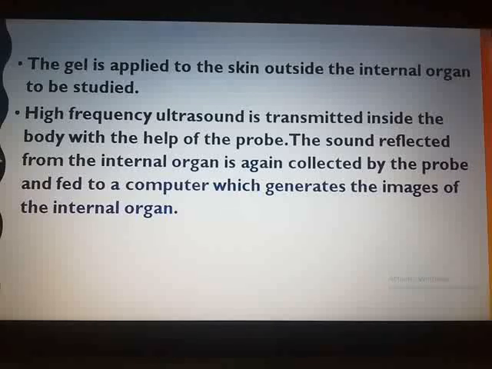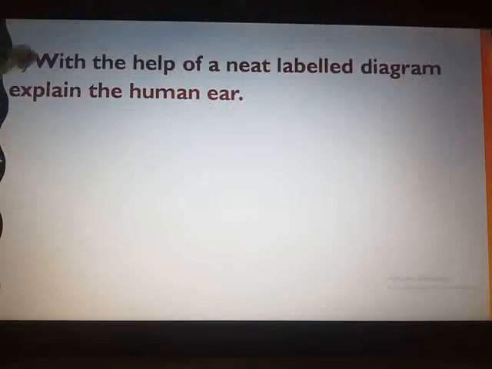Our next brief additional question is very important. With the help of a neat labeled diagram, explain the human ear. Now when they tell you to explain the human ear, then all the 3 parts of the human ear, your outer ear, middle ear, inner ear, all the explanation should be very thorough.